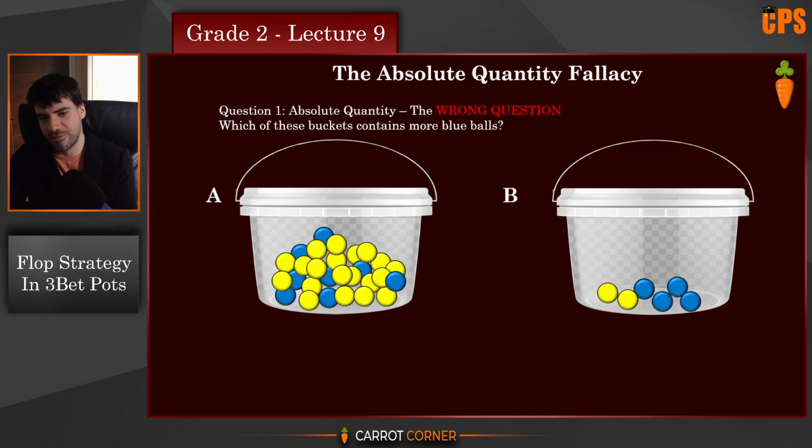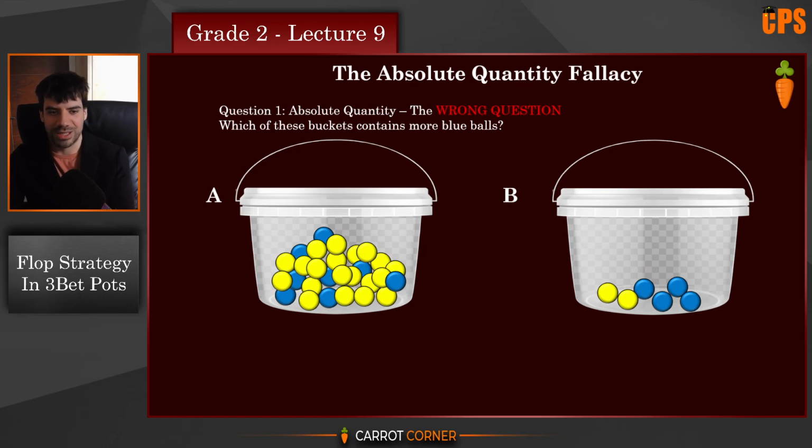That's right, it's definitely bucket A. While bucket A contains 8 blue balls, B has only half of that, containing 4. This isn't very useful though, because if we were playing a game called Can You Pick a Blue Ball Out of Your Bucket, you'd want to choose bucket B as the bucket of choice.